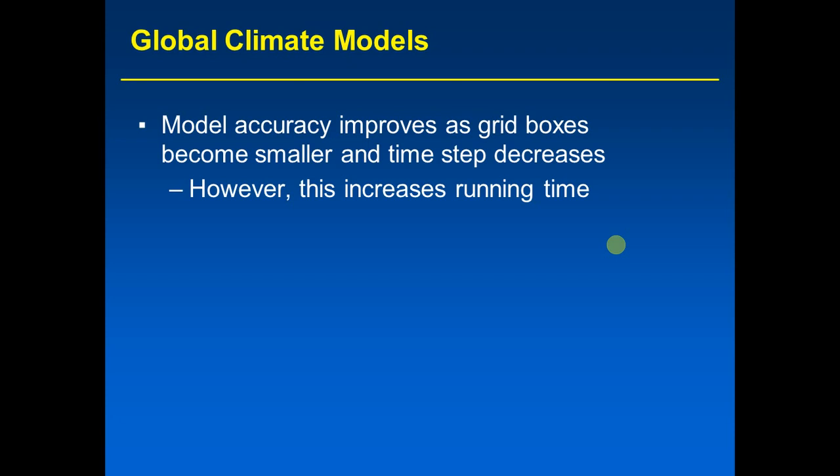The length, width and height resolution can improve, become better. And as the time step decreases, the temporal resolution improves. But this causes more calculations, and so the running time becomes longer. Now, over time, model resolution has increased. Today's climate models are higher resolution than the earliest climate models.